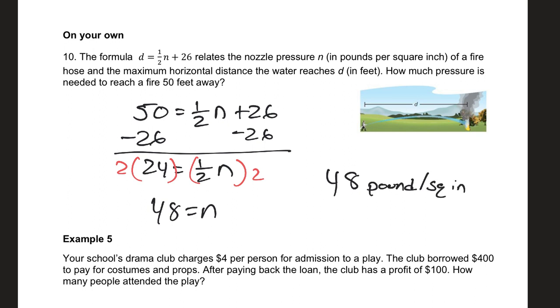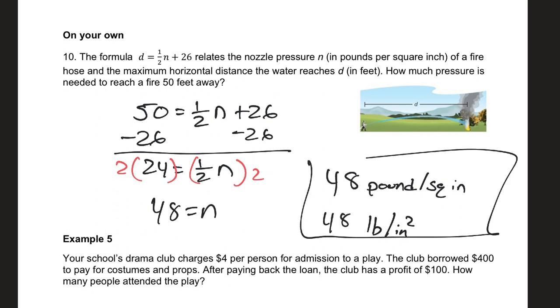Now there is another way you could write this. You could put LB for pounds divided by inches squared. Those are both proper units that you could put, either one of those. All right, let's go ahead and move to example number 5.